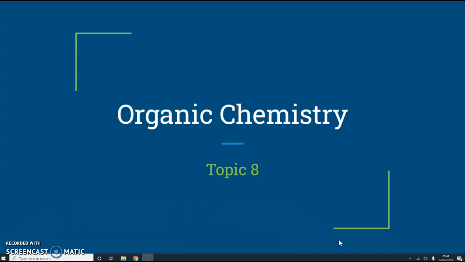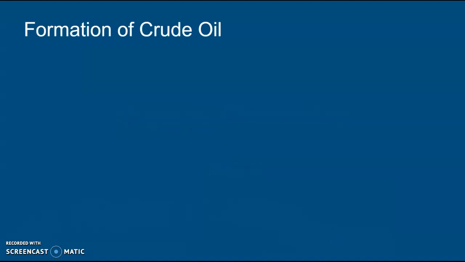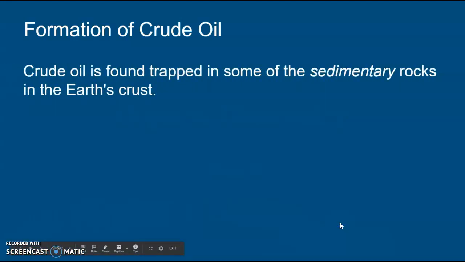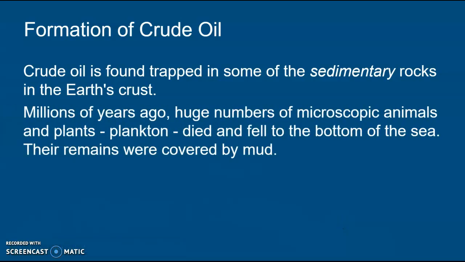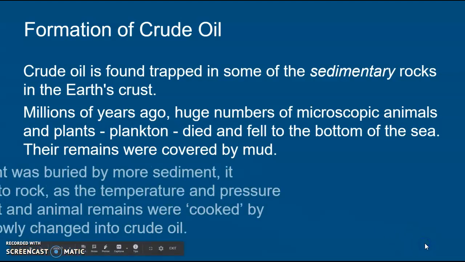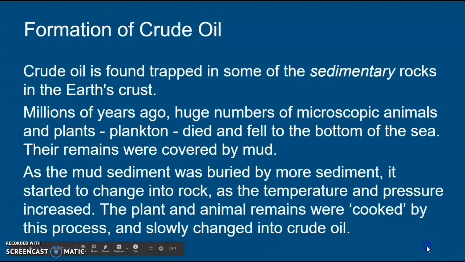So, lots of options. The first thing we need to know about is the formation of crude oil, and you need to remember that it's formed from tiny sea creatures and actually plants as well that fell to the bottom of the sea, got covered by mud. That mud turned into sedimentary rock, and pressure and high temperature caused the remains of the animals and plants to turn into crude oil over millions of years.